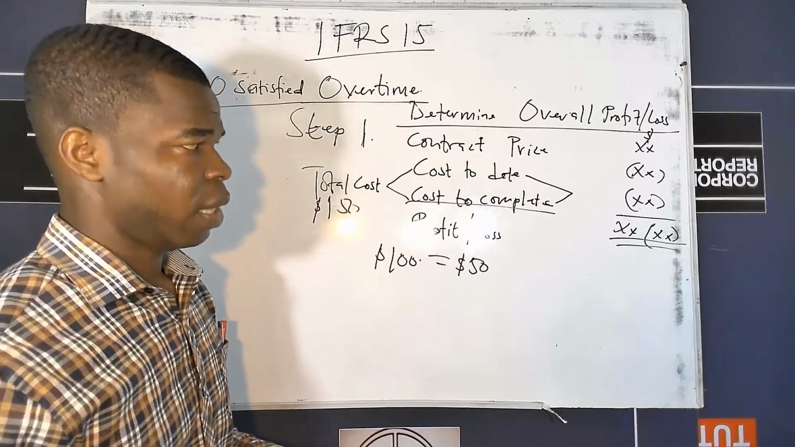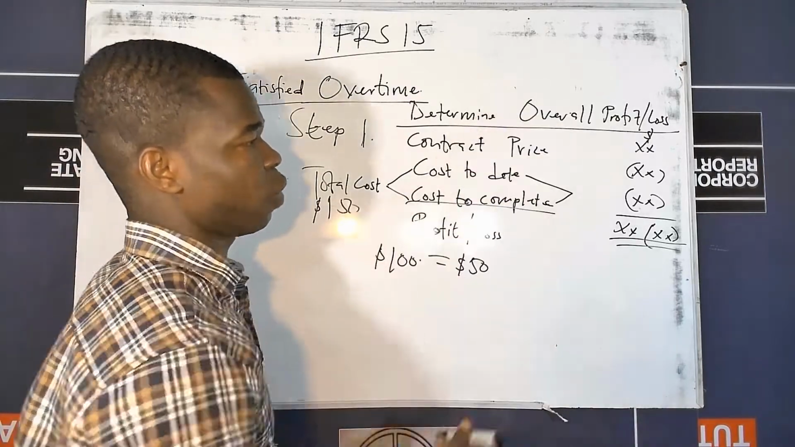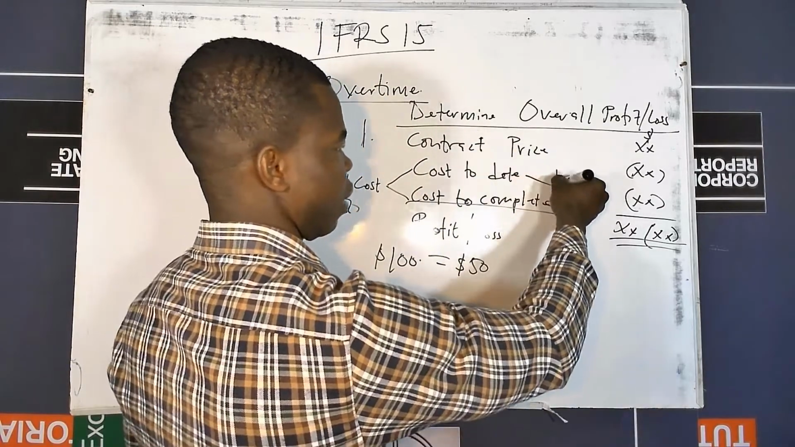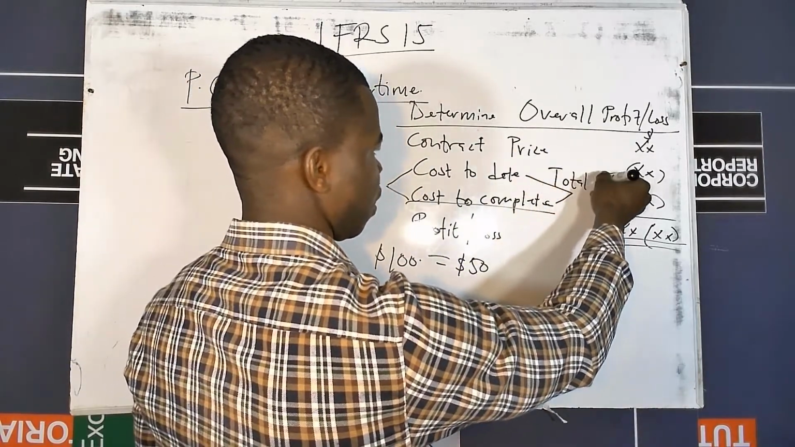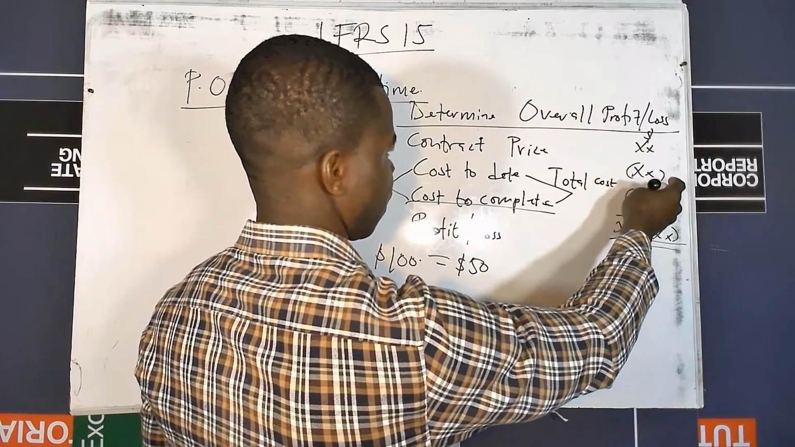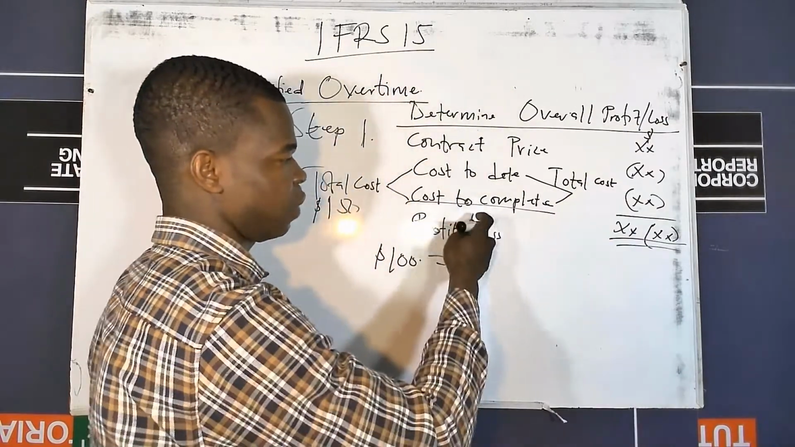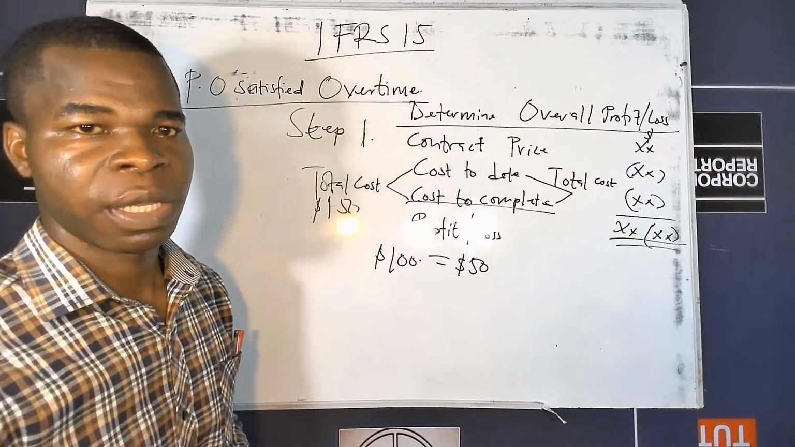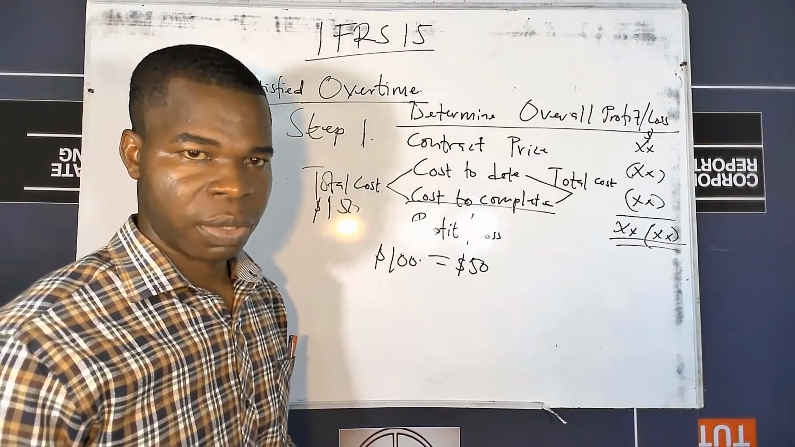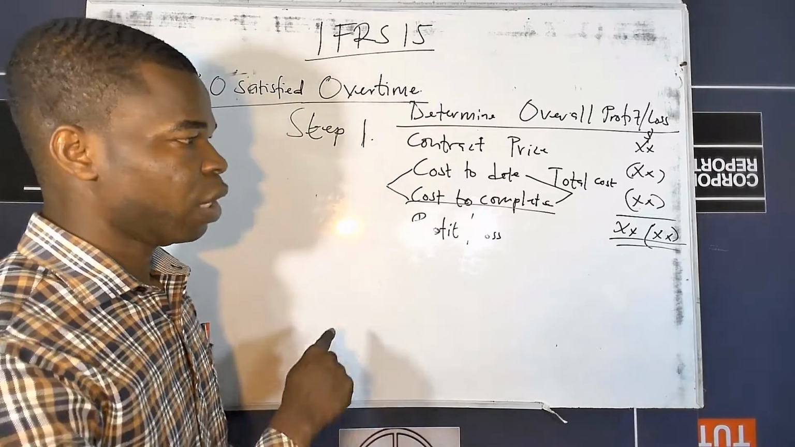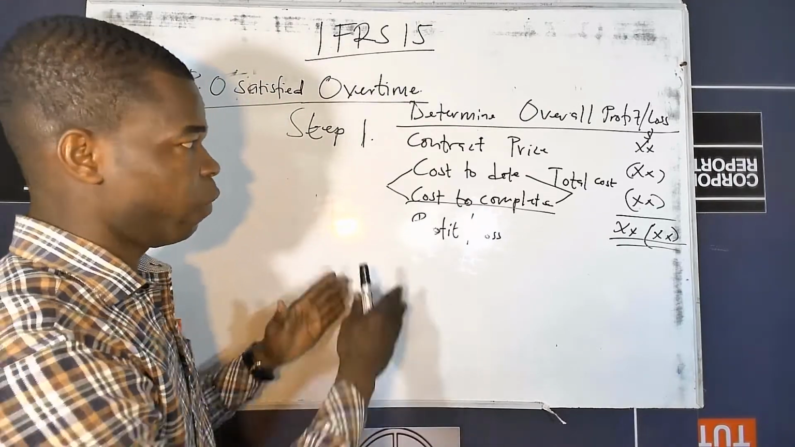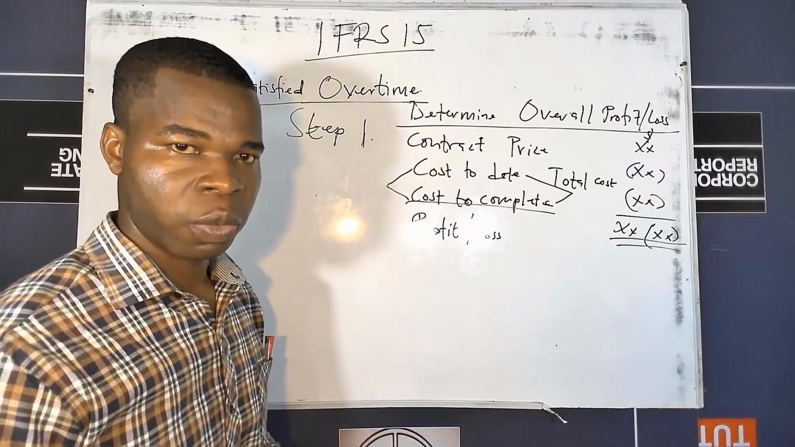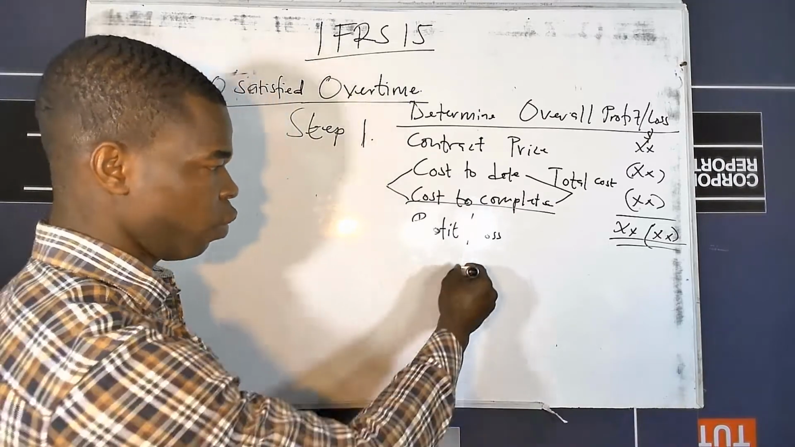You can also say that for us to get the overall profit, you can just bring your contract price, and then you bring your total cost over here. So once you less your total cost, what that gives you is the profit or loss, that is the overall profit or the overall loss. Now, before we move to step 2, there is an important rule you are supposed to note over here.